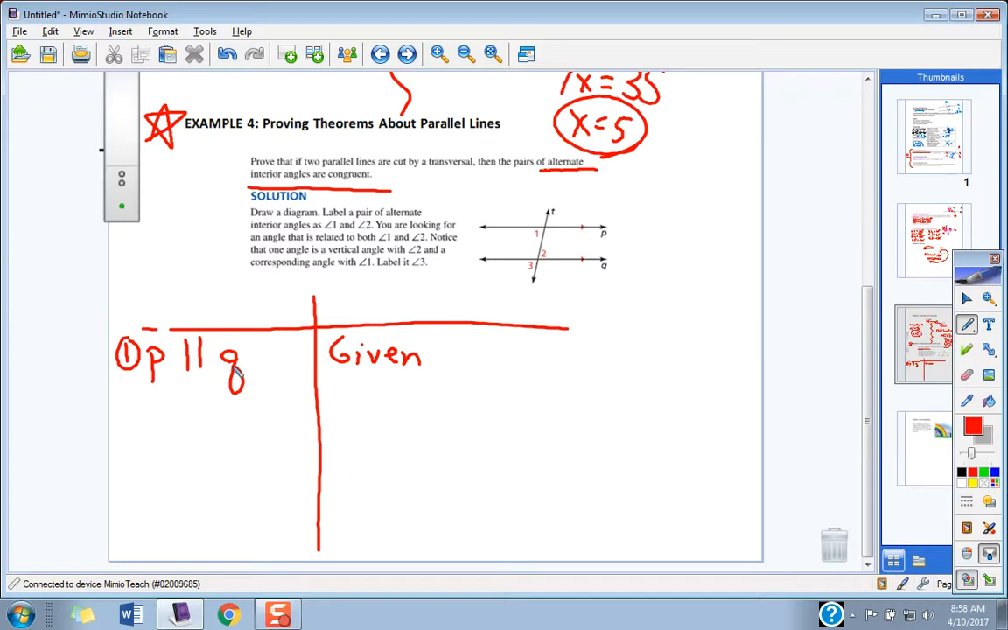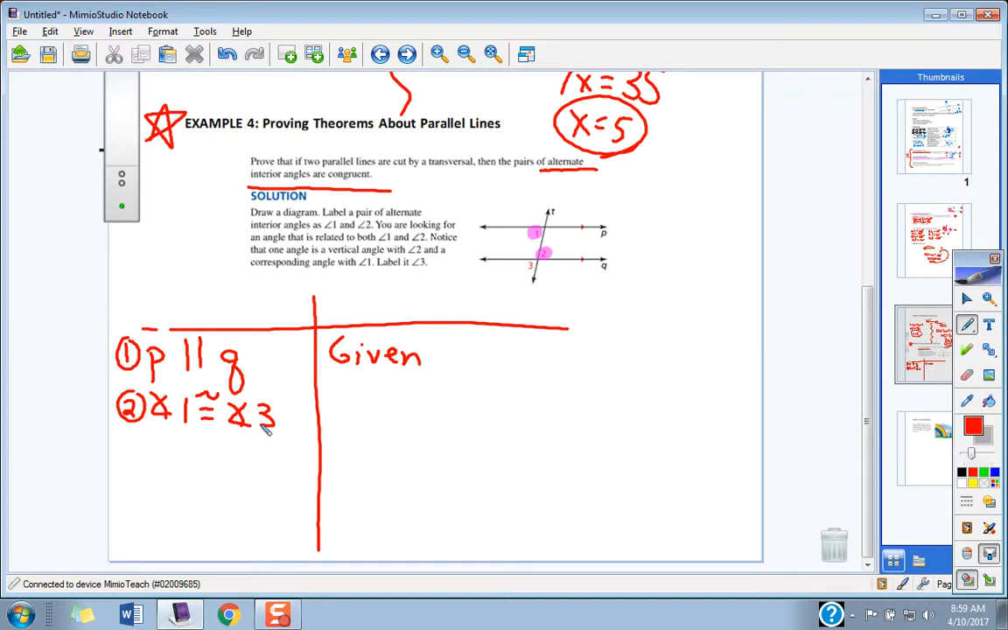Now, in step 2, we're trying to show that alternate interior angles are congruent. 1 and 2, in other words. So here's how I'm going to do this. I could say this: angle 1 has to be congruent to angle 3. Angle 1 and 3 are going to be congruent because these are what types of angles? Corresponding. Okay?